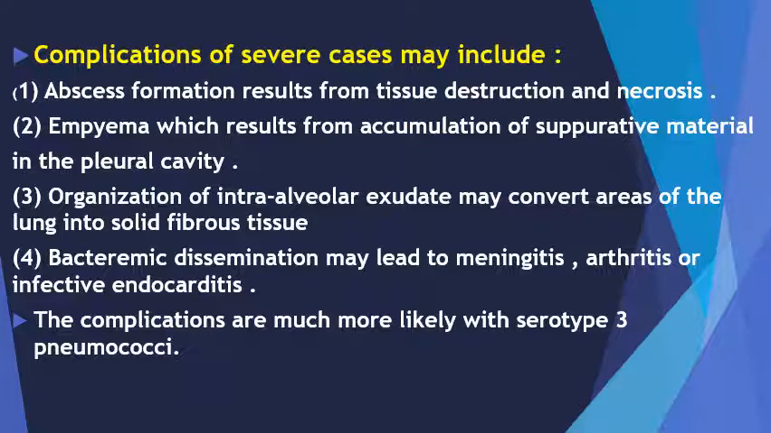Sometimes there is dissemination of the bacteria into the bloodstream, causing bacteremic dissemination, which might lead to the most serious complications that might accompany pneumonia, like meningitis, arthritis, or infective endocarditis, because with bacteremia the bacteria might involve any organ in the body. These complications are more common with serotype 3 pneumococci.